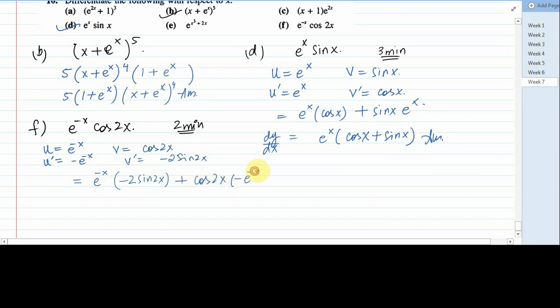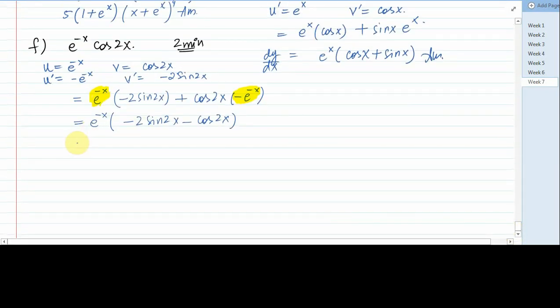Alright, now you can take common here, and that is e to the power minus x, because it is present in both of the expressions. So e to the power minus x is common and the leftover part is minus 2 sine 2x minus cos 2x. Furthermore, I can take the negative sign common. So it will be minus e to the power minus x, and inside the bracket I need to change the sign to sine 2x plus cos 2x. That is my final answer.